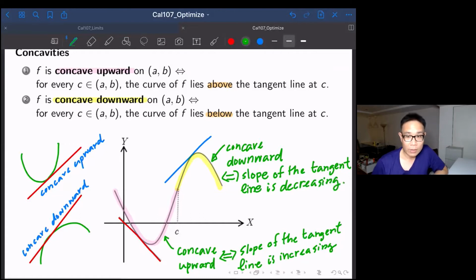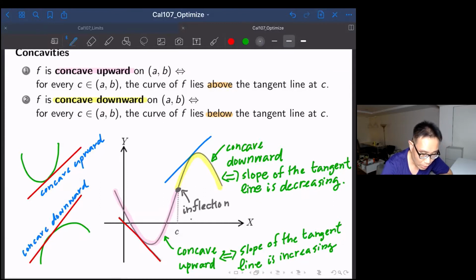This is the thing that we're going to use. The point c is the point where the concavity changes. This point has a special name: it's called the inflection point.